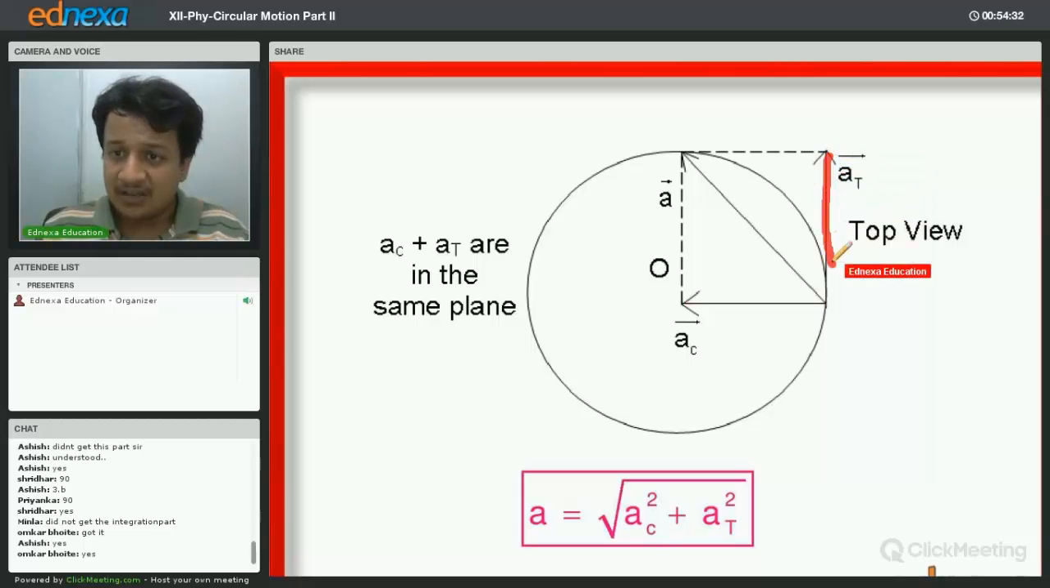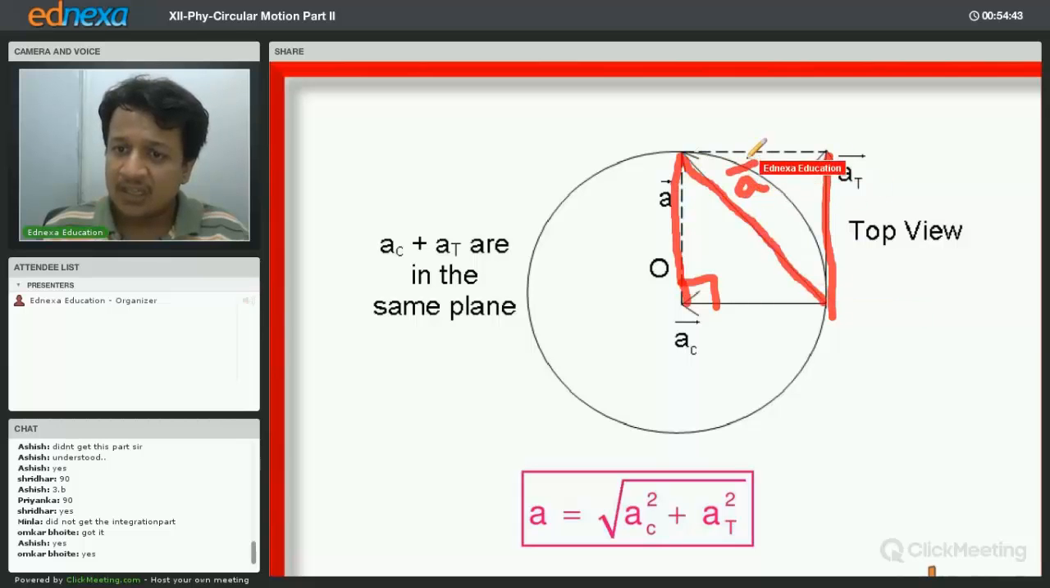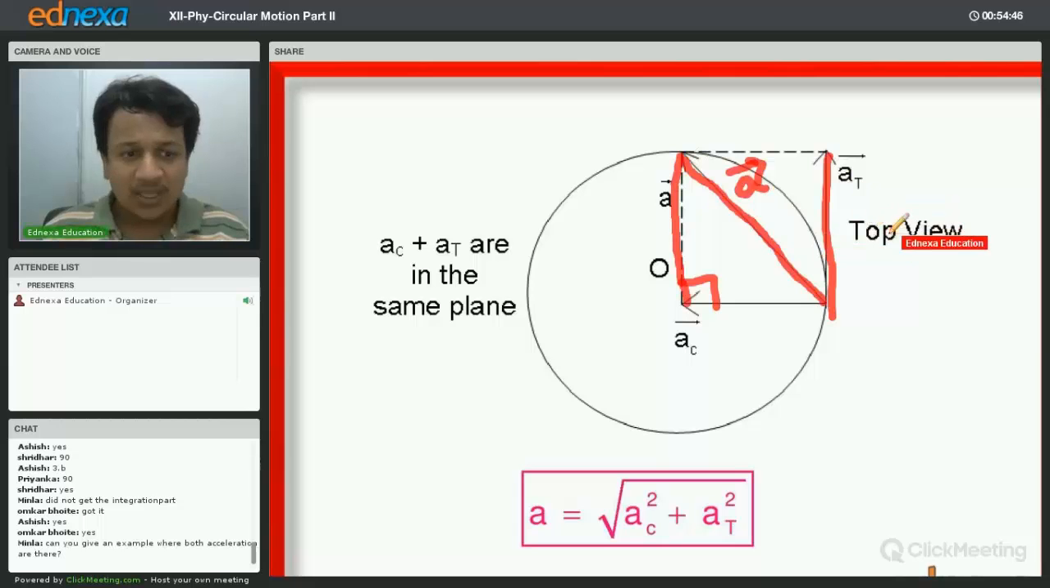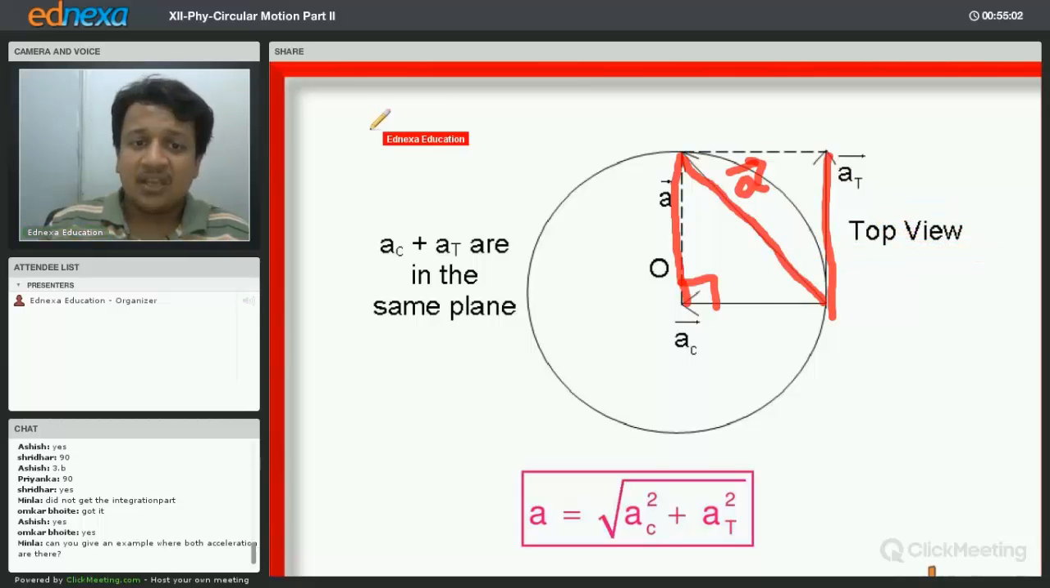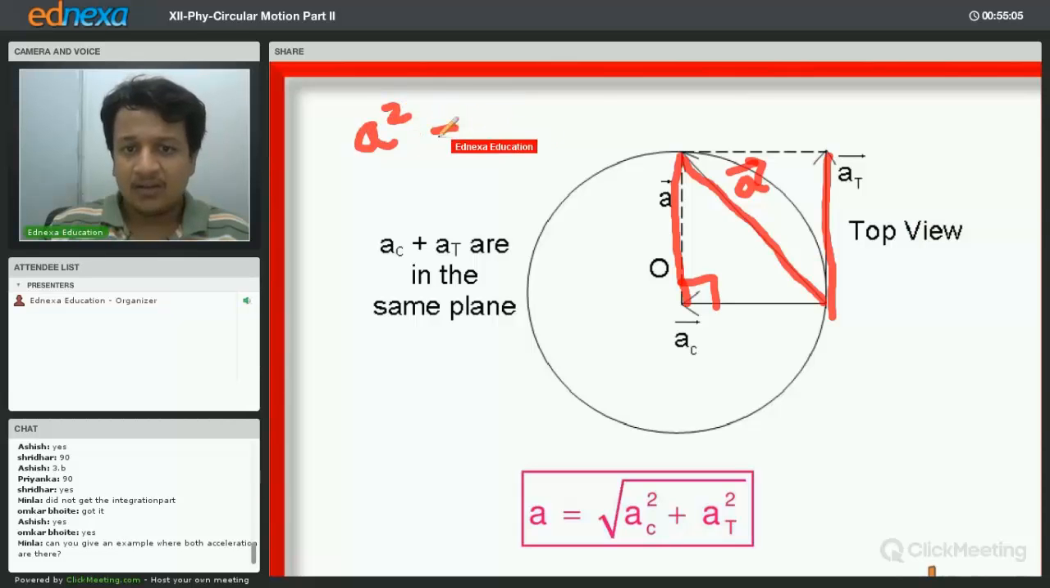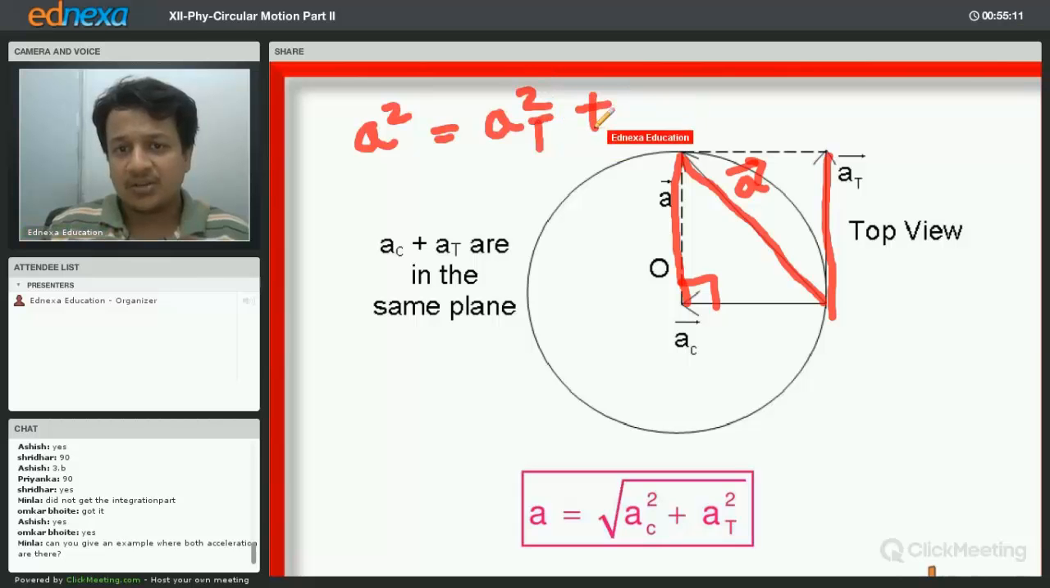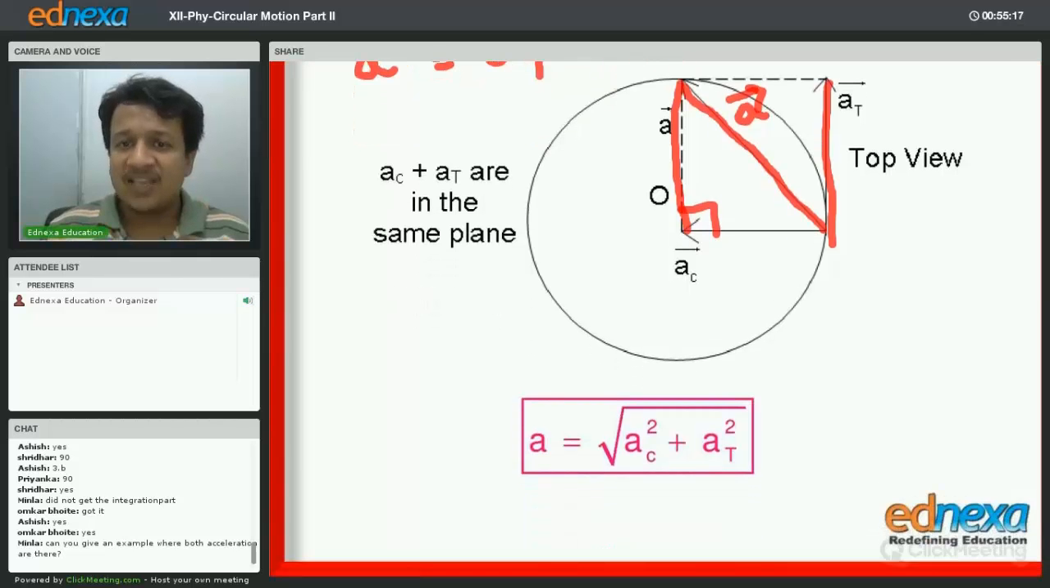See, when this is AT, this is also AT, and this angle is 90 degrees. So this is the resultant acceleration, vector A. Can I use the Pythagoras theorem? A square is equal to AT square plus AC square. So obviously A is equal to under root AC square plus AT square. So this is the resultant acceleration.